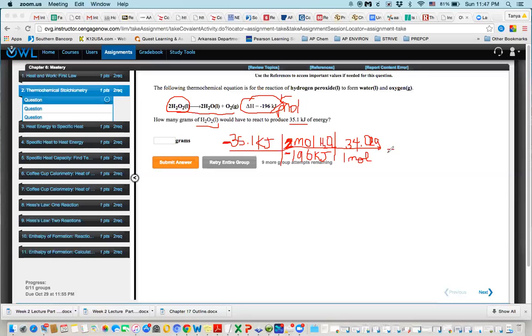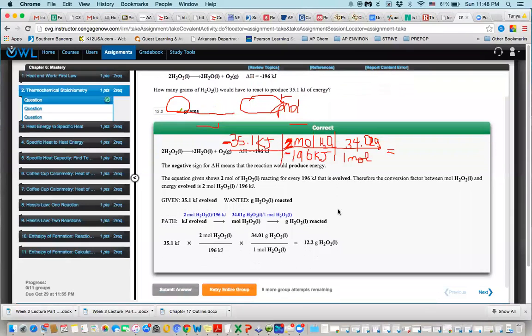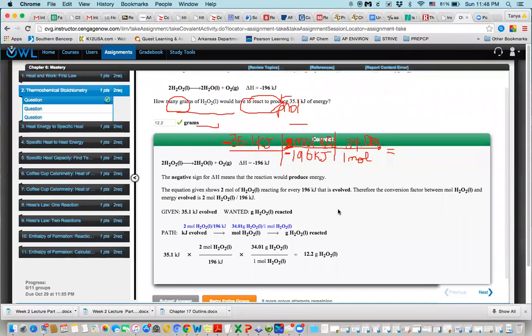Okay, so 35.1 times 2 times 34.02 divided by 196. Our negatives cancel out, and I got 12.18 grams. But we're going to try this as 12.2 grams on that one. And that is correct. You notice they did the same situation that I did through that one. So that's how you do a problem that already has a delta H given to you.